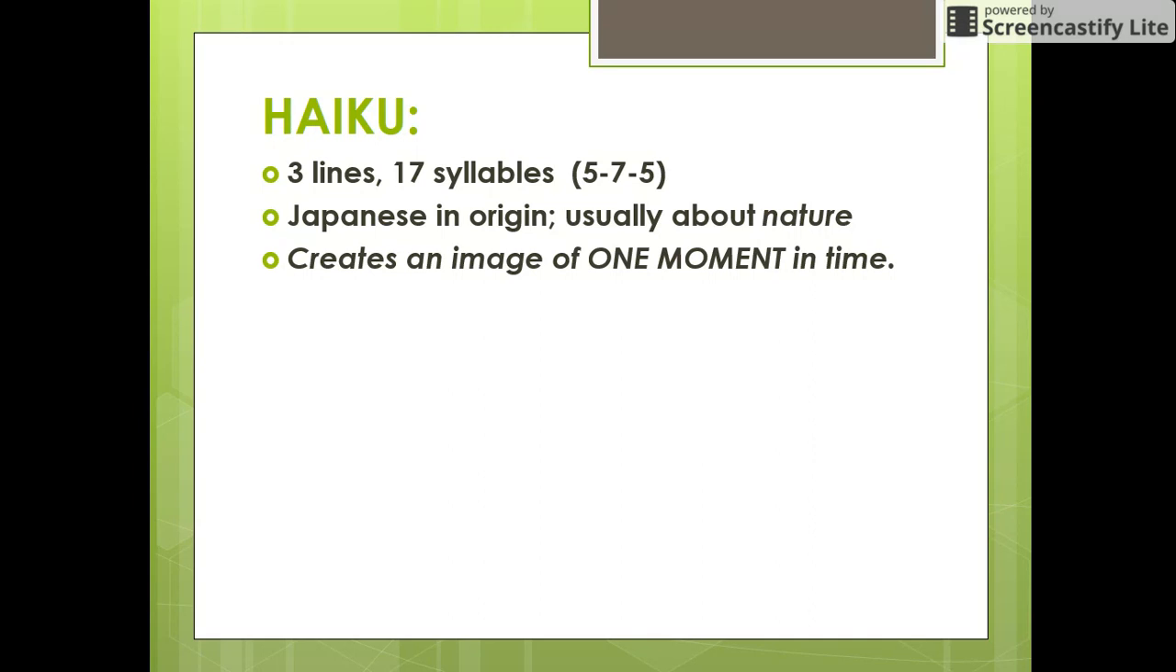What they do need to do is create an image of one moment in time. It's not really telling a story. It's not like a love song. It's not rhyming. It's just one moment, one snapshot trying to be captured with 17 syllables. And think about the fact that this was before photos or Instagram or any of that. Instead of a winning shot at a basketball game, you only got 17 syllables to describe one moment.